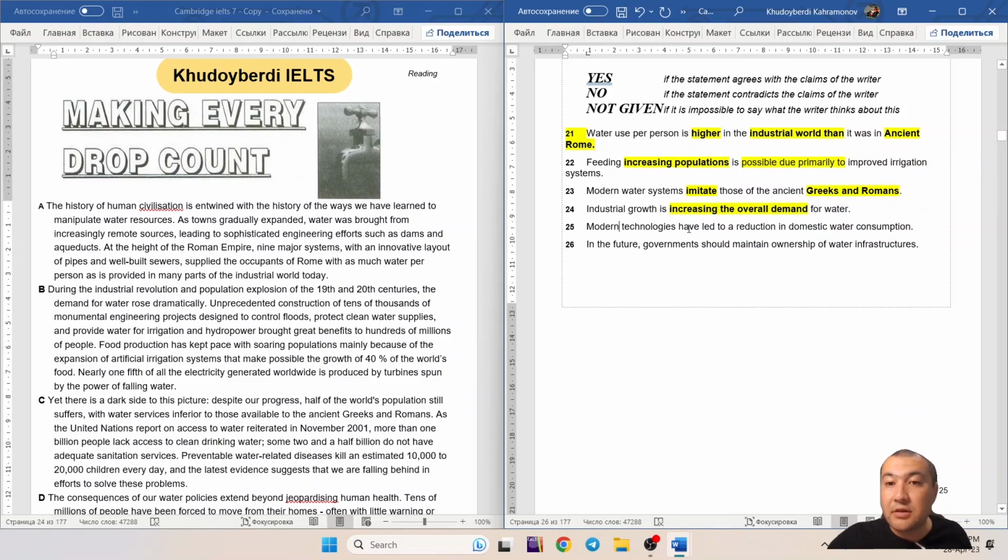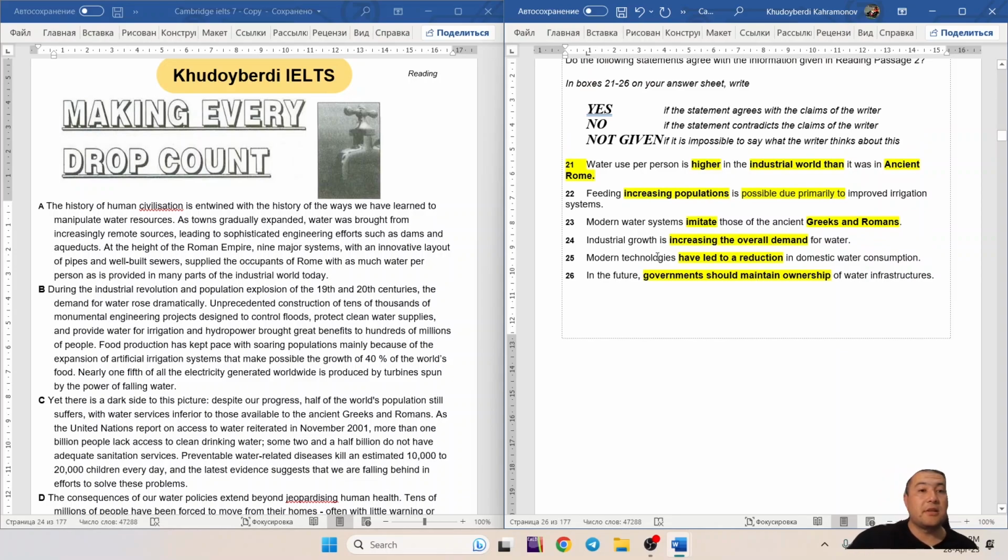So it's increasing overall demand. The next one, modern technologies have led to a reduction. So as a result of modern technology, they have seen a reduction, right? And in the future, government should maintain ownership. So government should be the key feature in order to maintain the ownership of water infrastructure in the long term, in the future. So let's look into details here, okay?